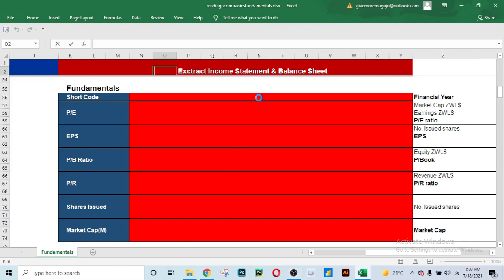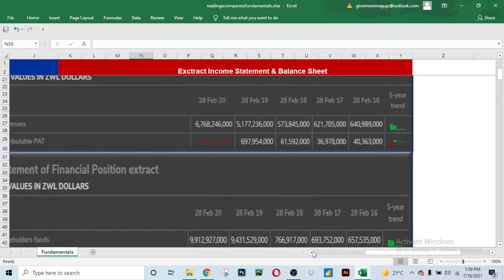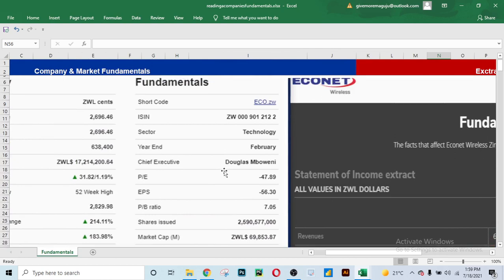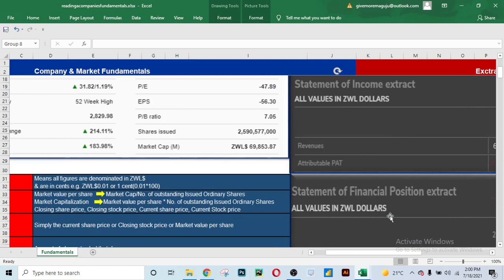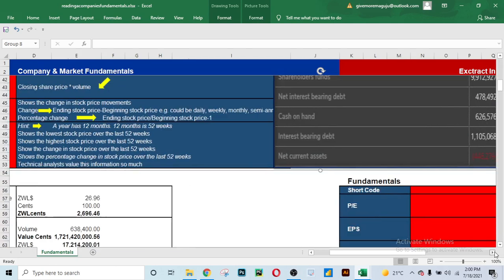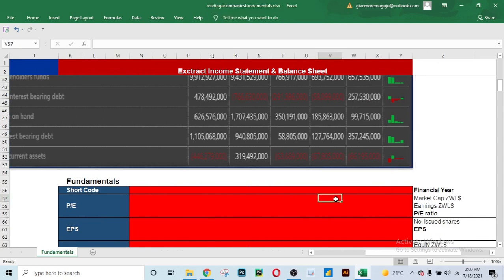Okay, right, so we want to start by looking at the shortcut for Econet, because if we scroll up there, on the right side of this screenshot, you can see there's a shortcut there, eco.zw. Most of you guys might not know the reason why it has been included in that screenshot. So the reason here is companies that are publicly listed on the stock exchange, we call them counters. Any company that is publicly listed, it's a counter, right?